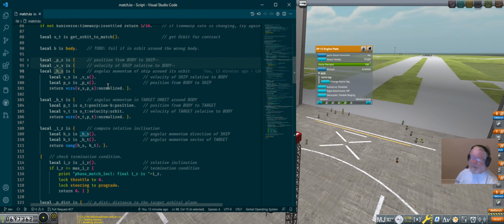And I think I do that because later on I will want to dot product it to find a component of something in that direction. So this isn't the angular momentum, this is the direction of angular momentum.